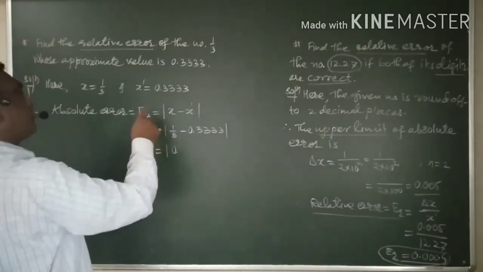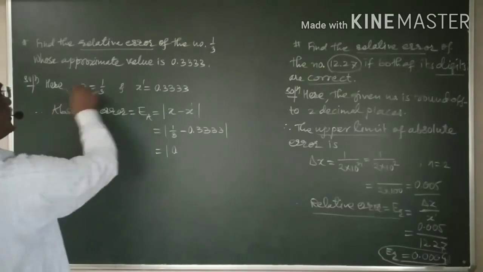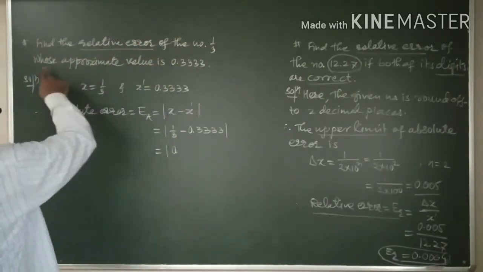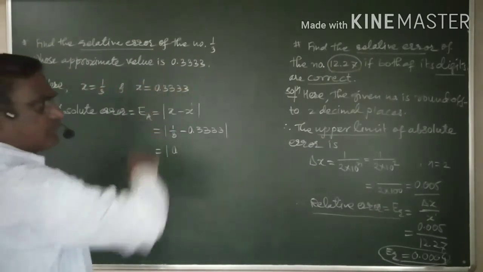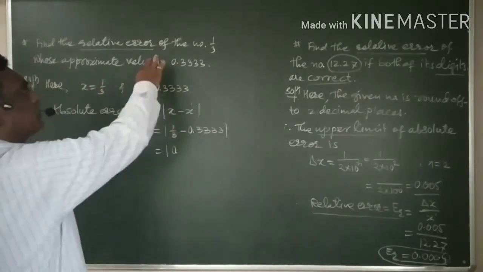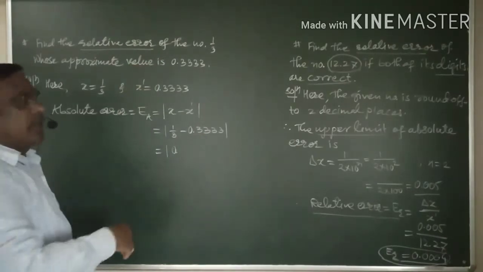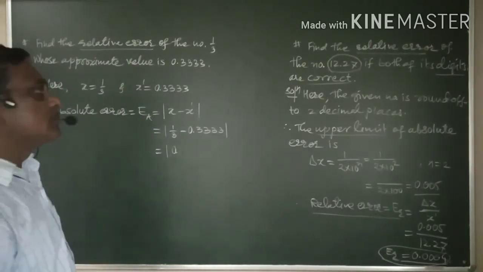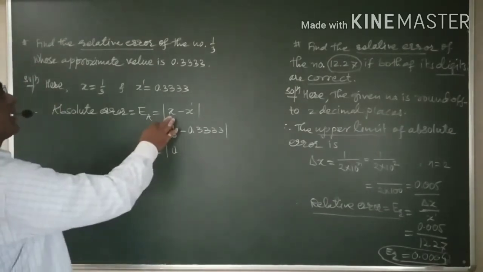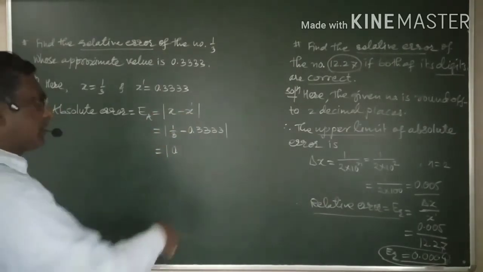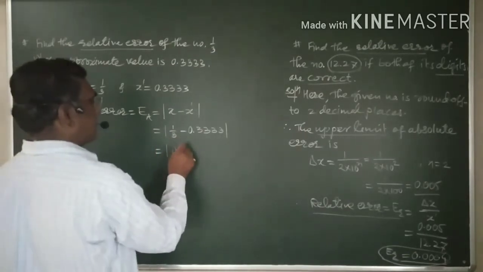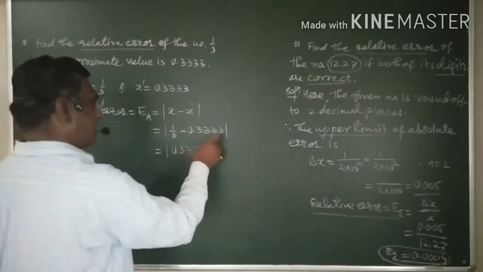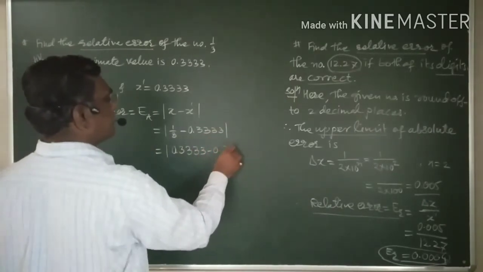If I am using this formula, then what is happening for such a type of problem? Find the relative error of the number 1 by 3, where the approximate value is this one. If you read this problem and go to the usual or very first formula, true value minus approximate value, then what happens? Here we have 0.3333, up to 4 decimal places, and again this is 0.3333.